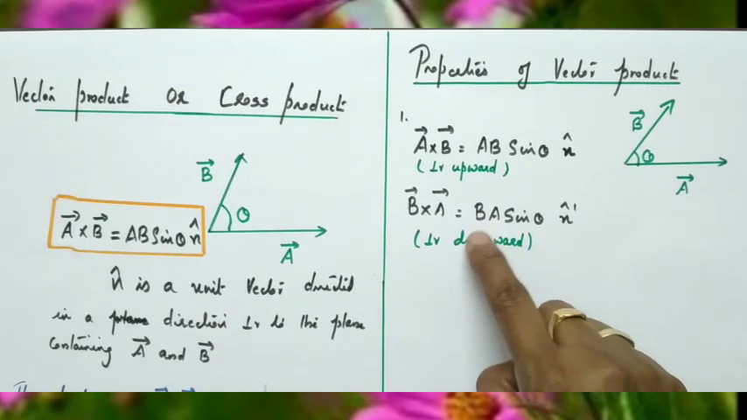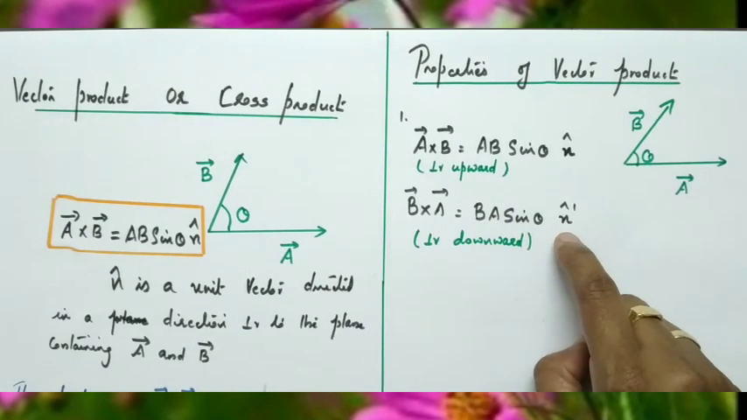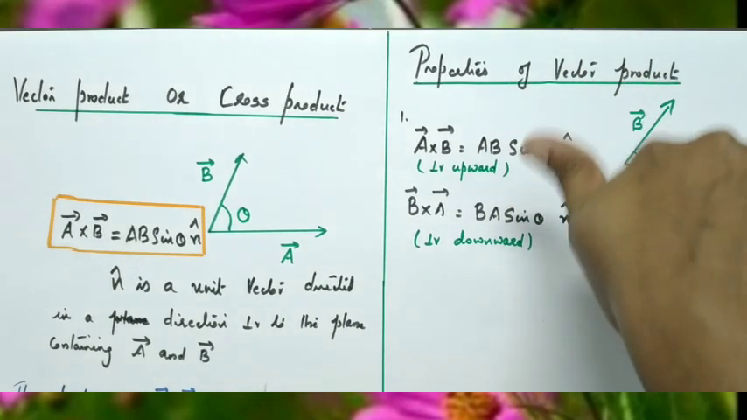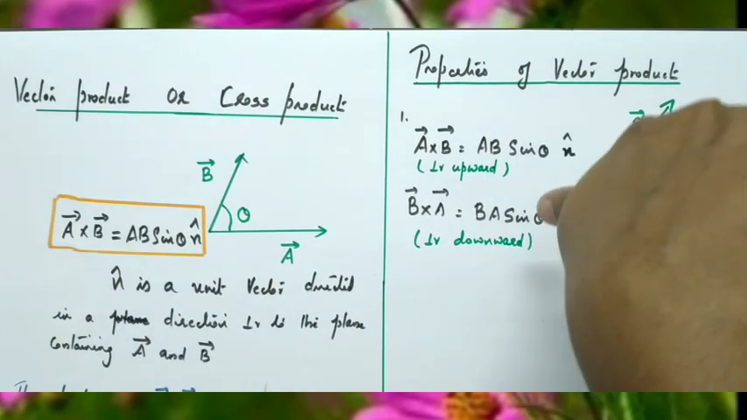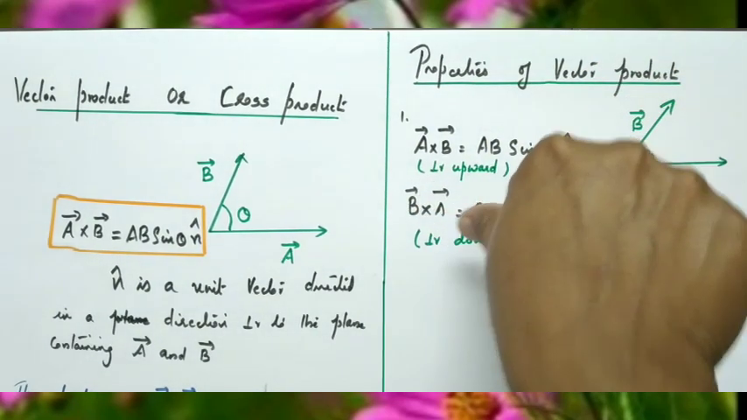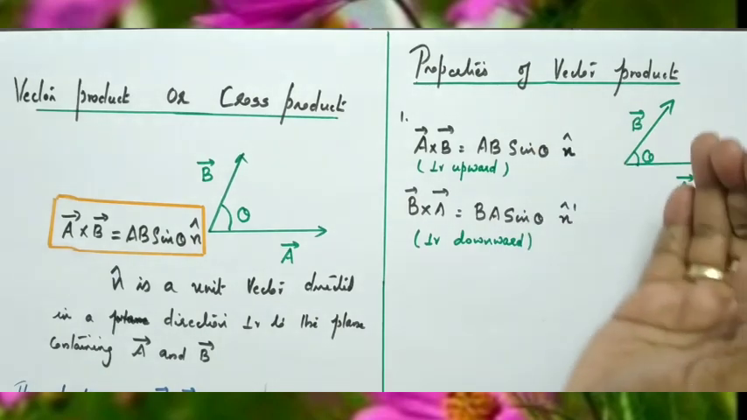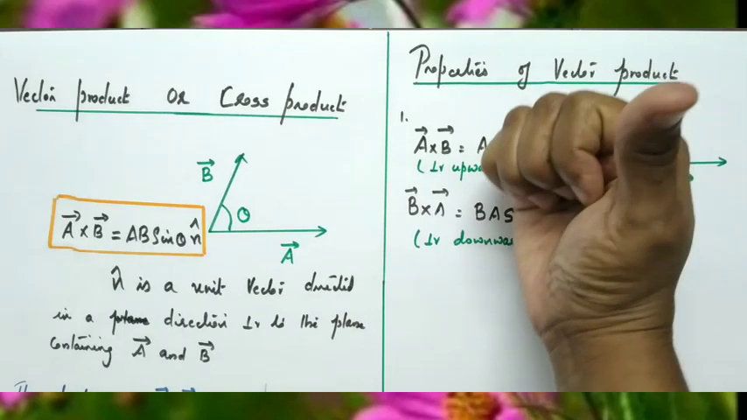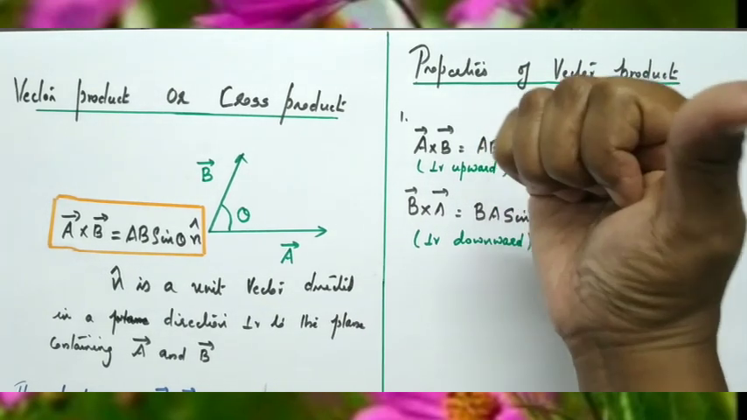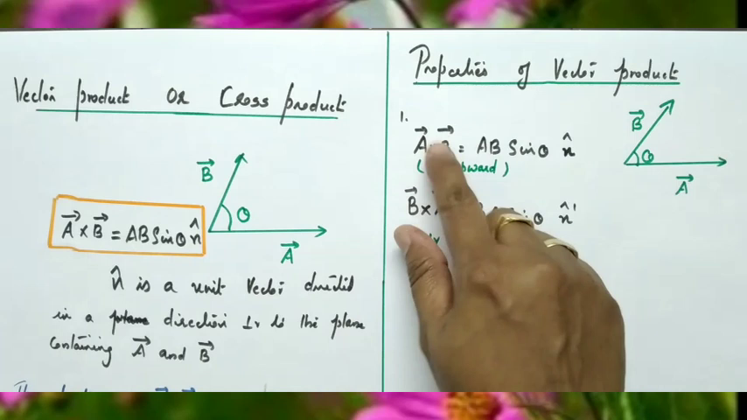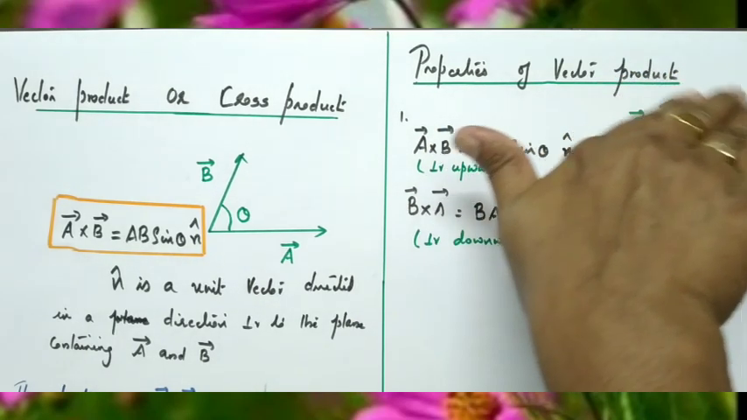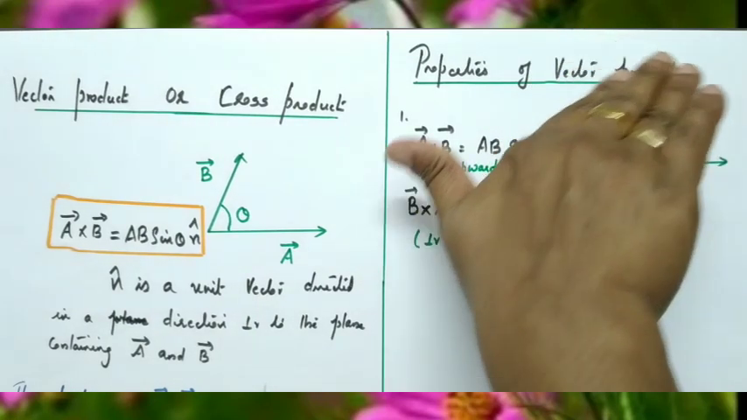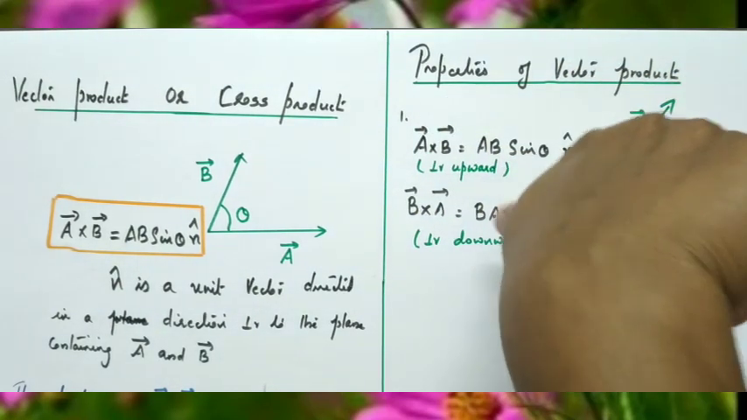B cross A is BA sin theta into, we can represent it as, n dash cap. What is the direction of n dash cap? From B to A. In which direction does the thumb move? It is into the plane of the paper. Is it clear, children? A to B means the forefingers move like this, A to B, so the thumb points in the outward direction, perpendicular upward to the plane of A and B. Then B cross A means BA sin theta into its direction, from B to A, like this. So into the plane of the paper.